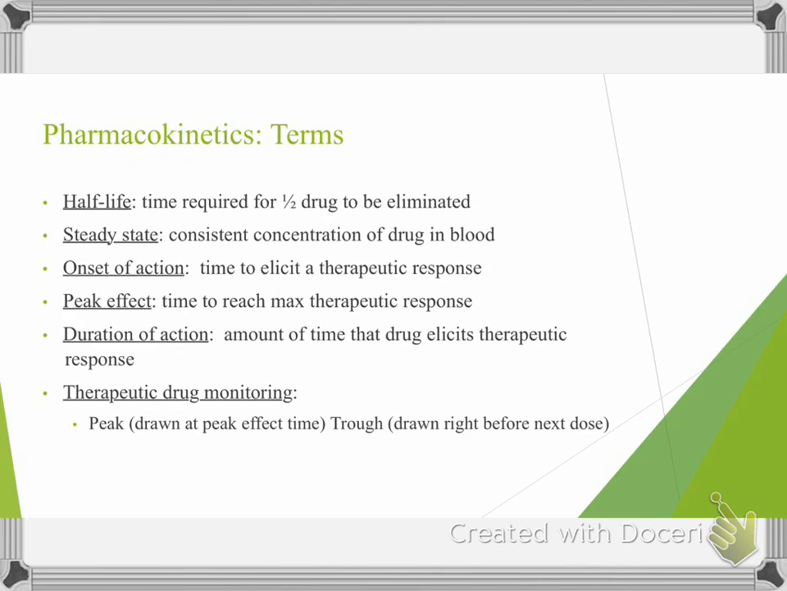And then you want to know trough levels. These are drawn right before the next dose. It tells you the lowest amount of drug that's in the blood at any given point, because if we're right about to give another dose, then we know this is the lowest point. And these peaks and troughs are super important, and we're going to talk about that in a little bit.